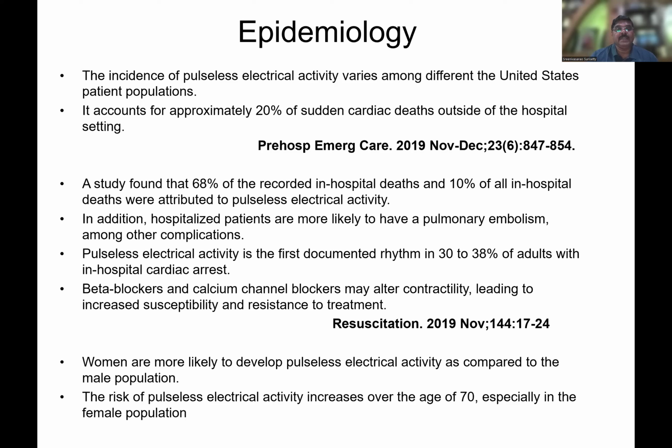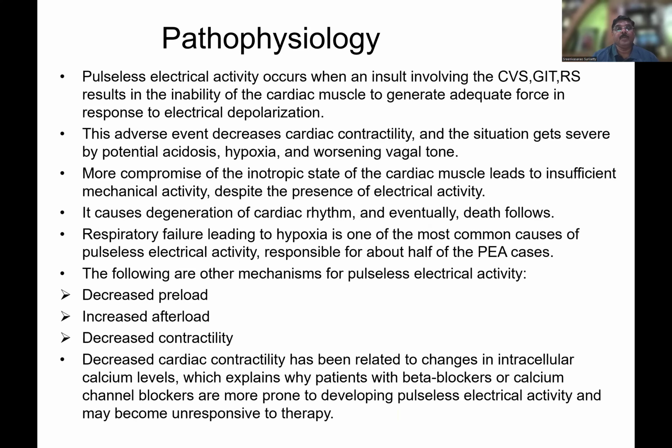Pulseless electrical activity is the first documented rhythm in 30 to 38% of adults with in-hospital cardiac arrest. Moreover, beta blockers and calcium channel blockers may alter the contractility, leading to increased susceptibility and resistance to the treatment. You can see that women are more likely to develop pulseless electrical activity as compared to the male population. The risk increases as age progresses, especially after the age of 70 in the female population. So let's come to the pathophysiology.